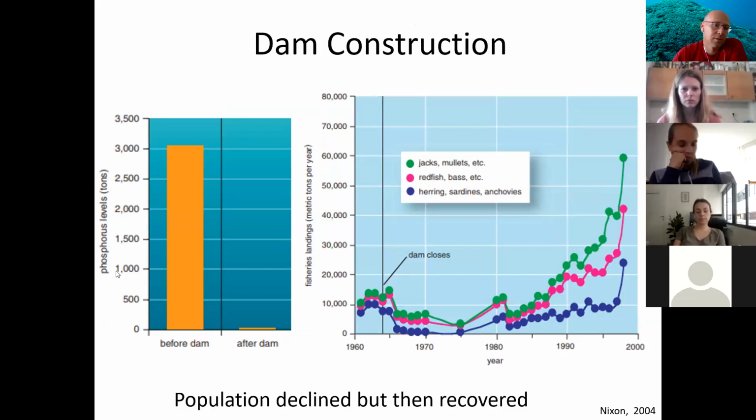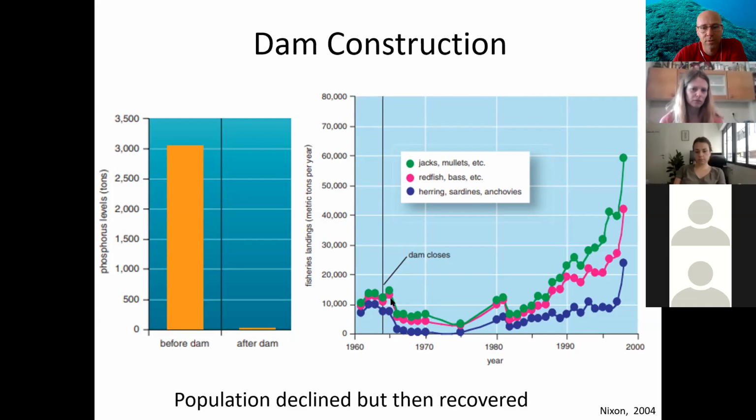You can see here the amount of phosphorus nutrients before the dam and after the dam. Basically the nutrients have been stopped almost completely. And this is the fisheries landings. You can see this is before the dam, and then after it was built, it dropped and stayed relatively low until there's been a slow increase.